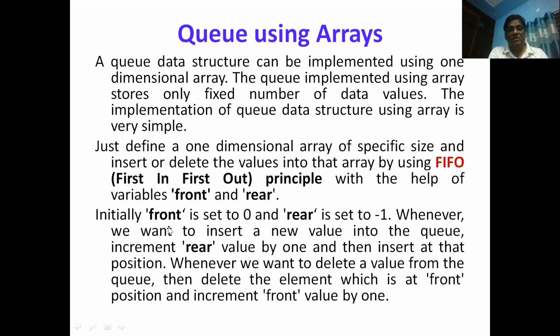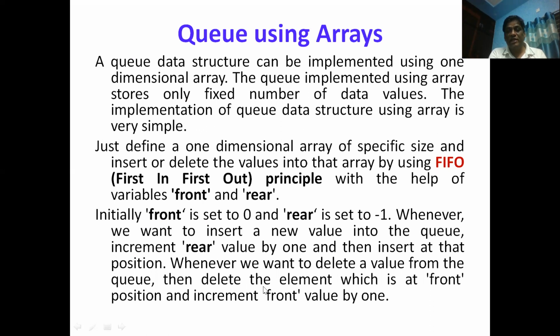So remember these two values. Front equal to 0 and rear equal to -1 represents the empty queue condition. So if front is 0 and rear is -1, it means the queue has no elements. Whenever we want to insert a new value into the queue, we increment the rear value by 1 and insert the element at that new position.